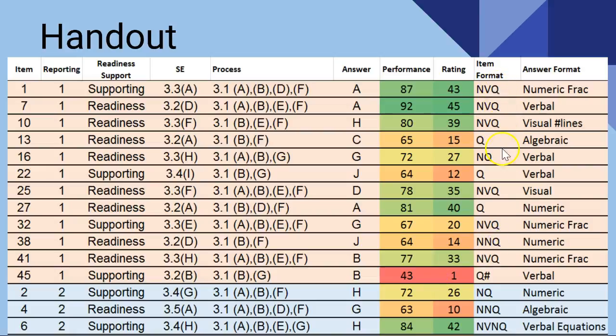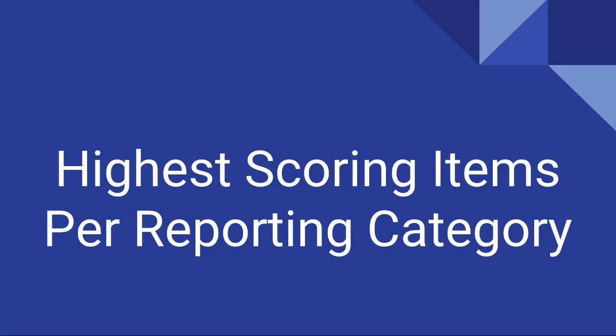Also, I've taken those same abbreviations I used earlier for the item format of just the question portion, and then the answer format as well. So you can refer to this whenever you're teaching a text to see what kind of format was used in 2016 and what kind of answer format was used as well. And were visuals used. Now we're going to compare the highest scoring items to the lowest scoring items.